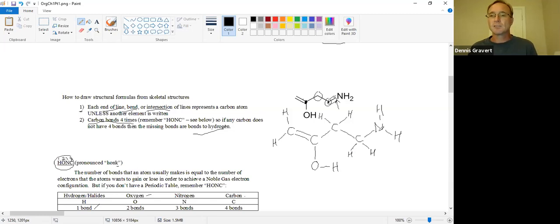Hey, nitrogen, how you doing? It's got 1, 2, 3 bonds. That's its normal bonding pattern. It's happy. We're done. So there we go. That's the expanded structural formula for that molecule. Cool.